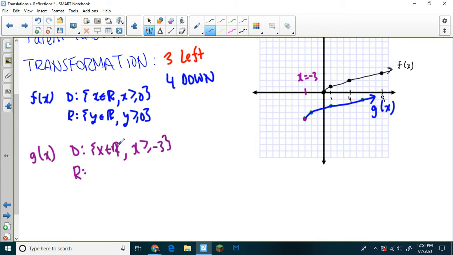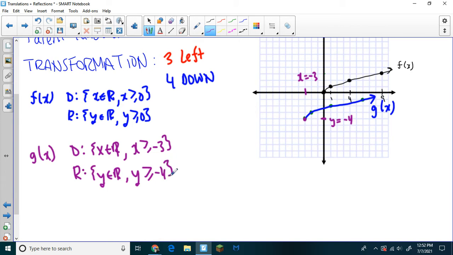And then range, we'll check it out. Where does the y value start, or what's the lowest y value? Here it's y equals -4. It starts at a y value of -4 and gets bigger. It doesn't exist below this. So we'll say y is a real number, y has got to be bigger than or equal to -4.